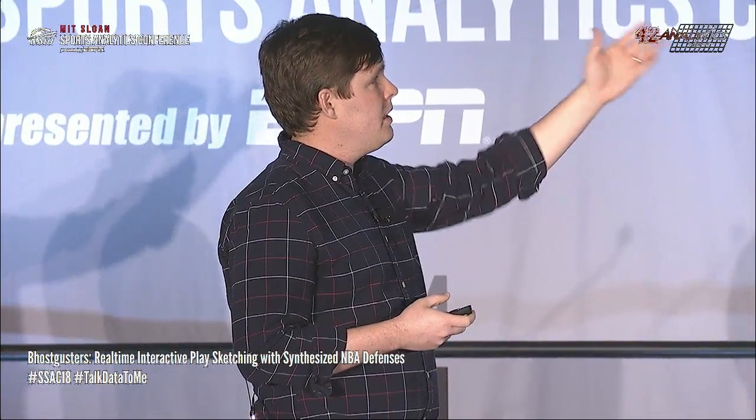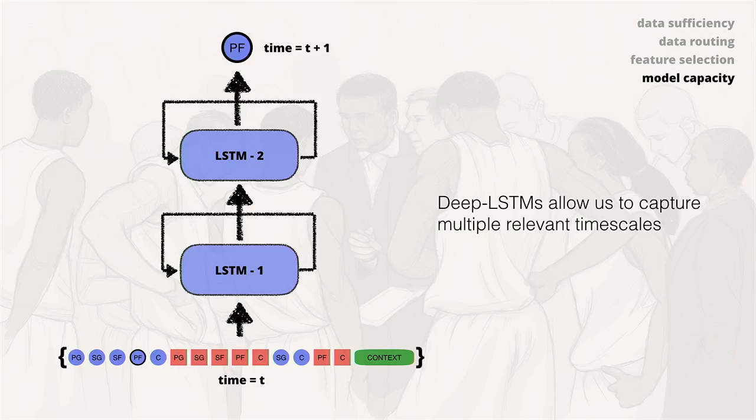Okay, so finally we come to this last point, which is the model capacity or the model architecture. There's two key points I want to leave you with. First of all, these have to be deep in structure. They need to have multiple layers. Basketball behaviors happen on many different timescales. There are fast reactions and there's long-term planning. And so we need a deep structure to be able to capture all those timescales.